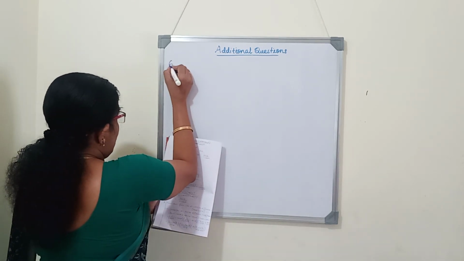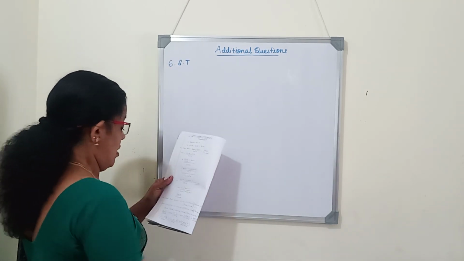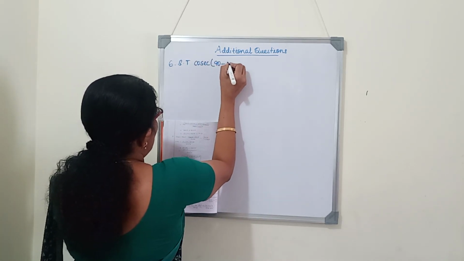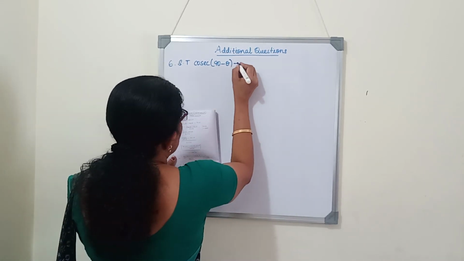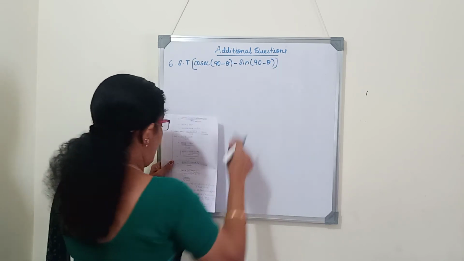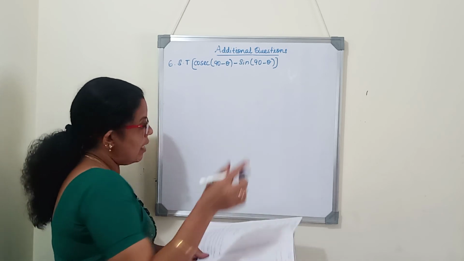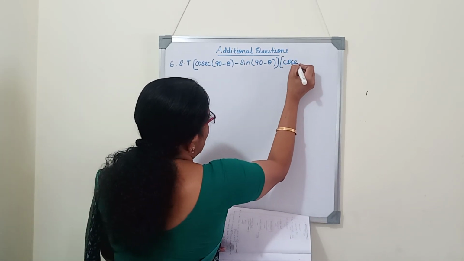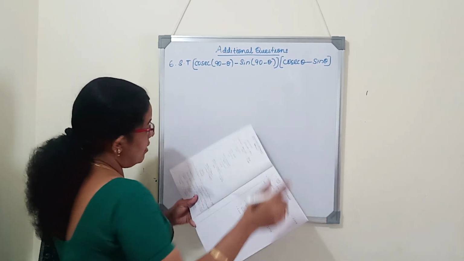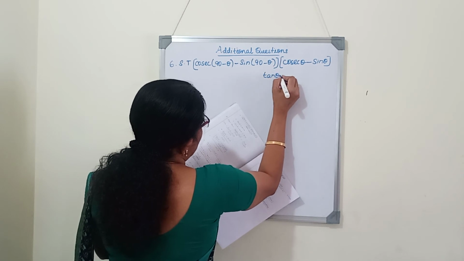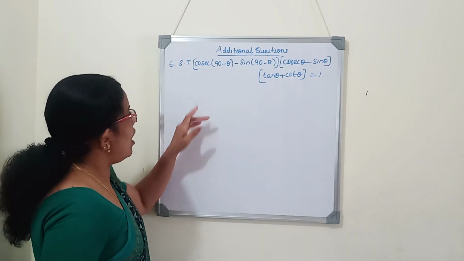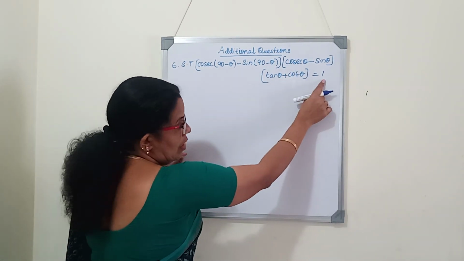Sixth question. Show that cosec 90 minus theta minus sin 90 minus theta, into cosec theta minus sin theta, into tan theta plus cot theta is equal to 1. One more term is there: tan theta plus cot theta. So we have to prove that the product of all these three terms is equal to 1.